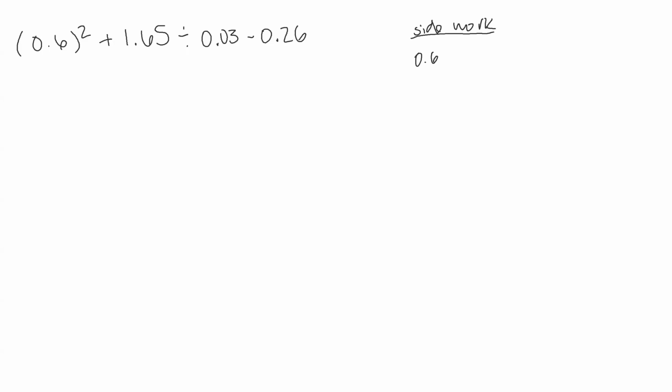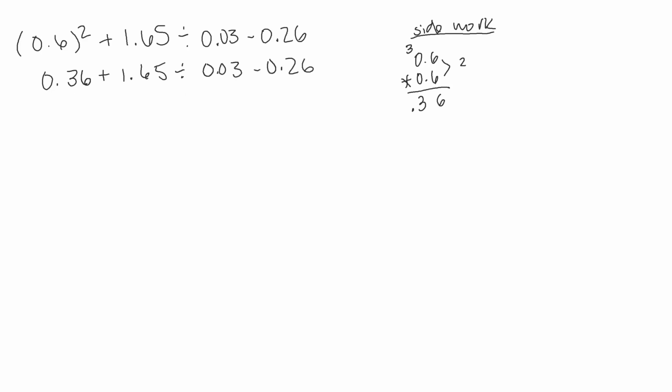0.6 squared is 0.6 times itself. All right. So 6 times 6 is 36. I keep a 6, carry a 3. 6 times 0 is 0, plus 3 is 3. And then I've got 2 decimal places in my factors. I need 2 decimal places in my product. So I get 0.36 plus 1.65 divided by 0.03 minus 0.26.